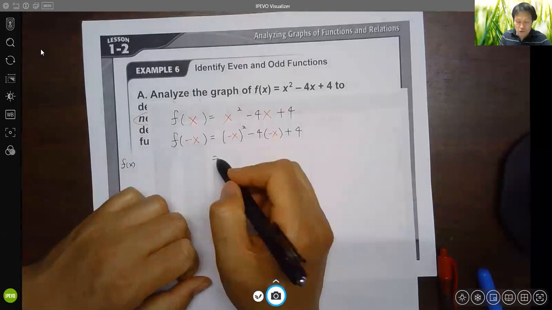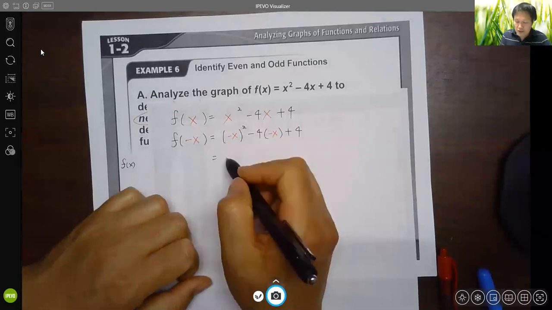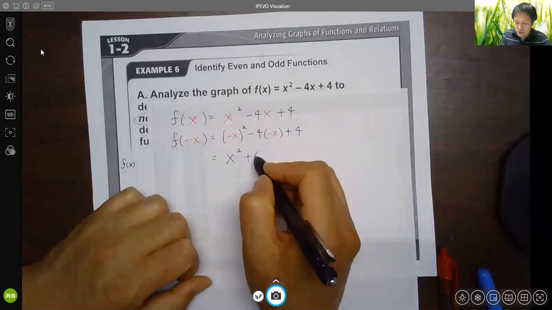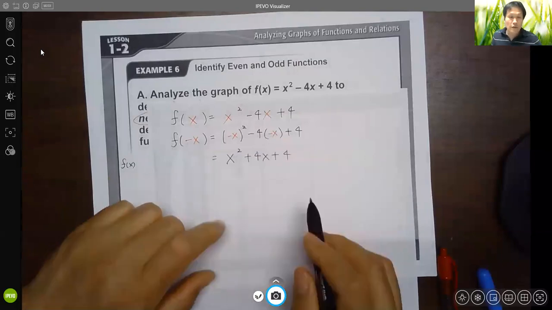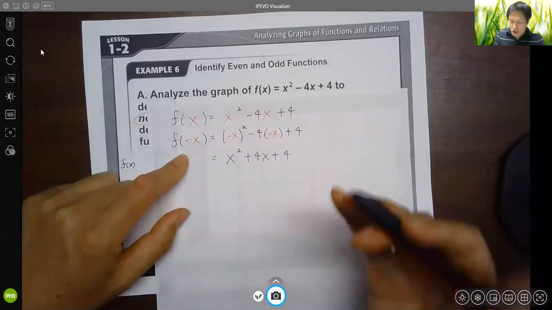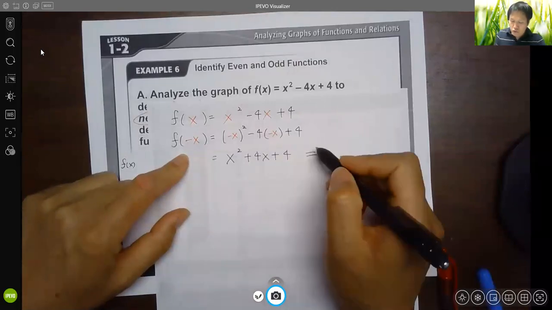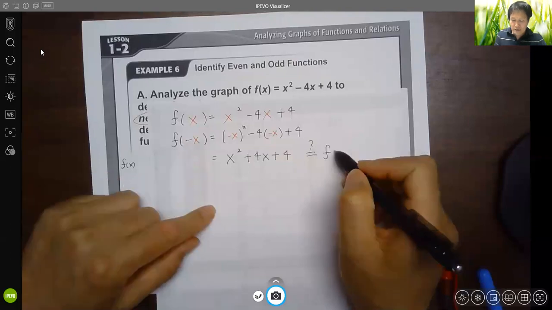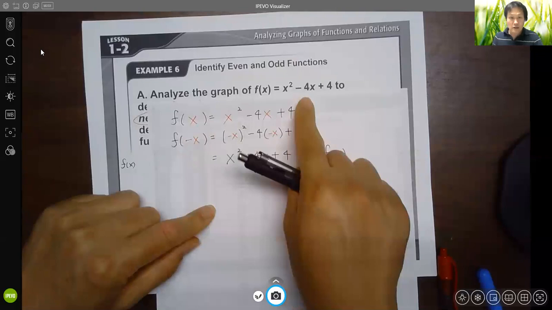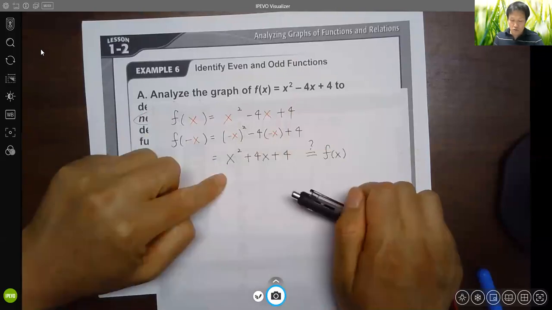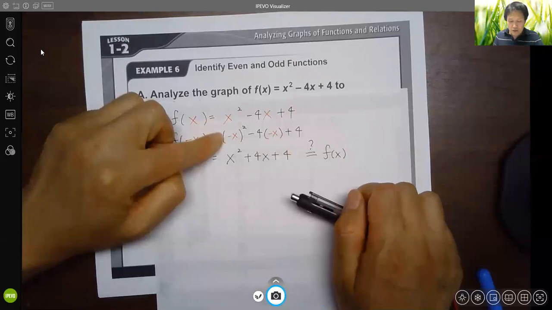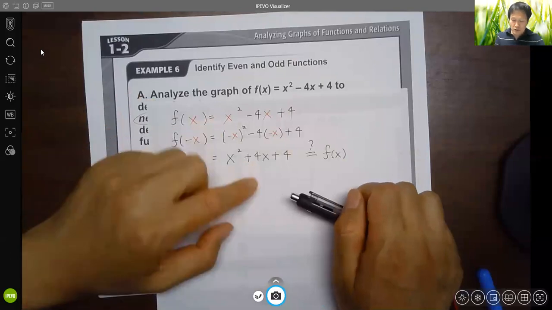Minus parenthesis squared is going to be positive, because x is squared. Minus minus becomes a positive. So this is f of minus x. What are we doing? We are checking, is that equal to f of x? f of x is this. So I'm asking, is that exactly the same as the original? No, it's not. The first term is the same, but if you look at the second term, they are not the same. So it's not.